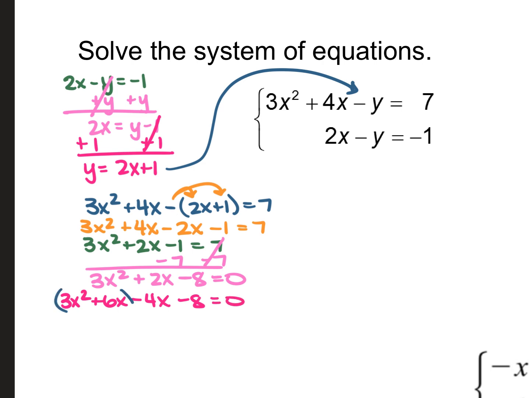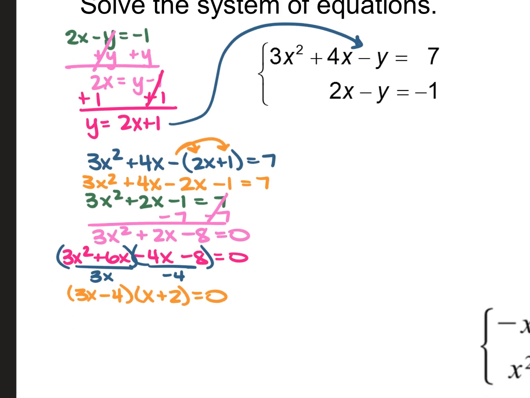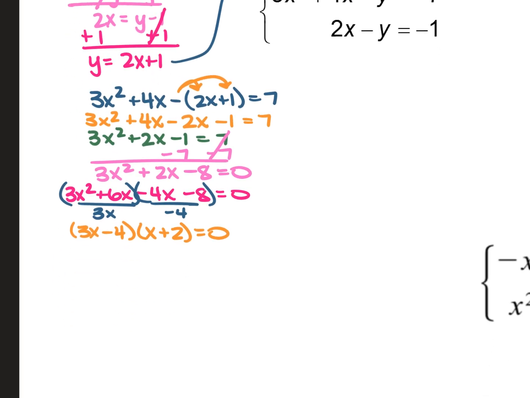We're going to factor this by grouping. The first we factor out a 3x, second we factor out a negative 4. So that's going to give us (3x minus 4) times (x plus 2) is equal to 0. We're going to set both of those equal to 0 and solve.